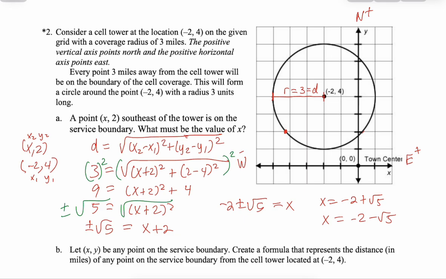Now, let me tell you, this top one is approximately 0.2. That's the one we saw right here. That's when you're east of the tower. And then this one here is approximately -4.2. That's this point right here where we're west of the tower. And then that leads us to our bottom one here.